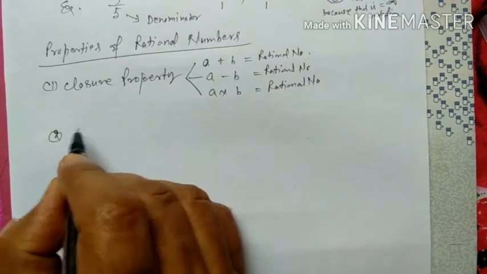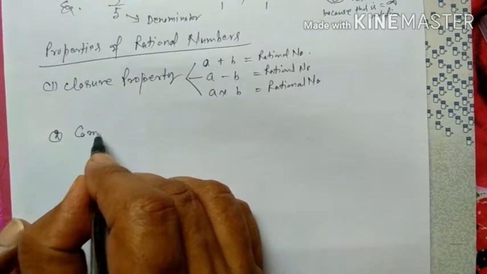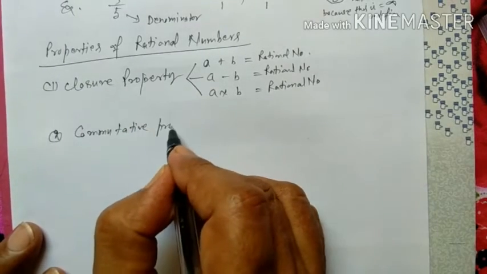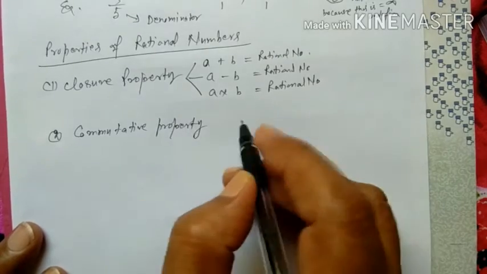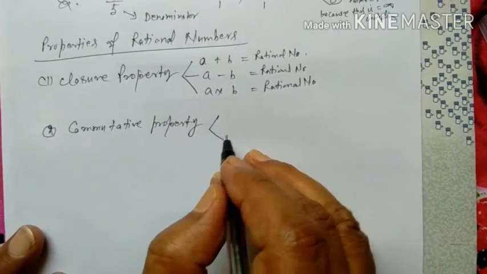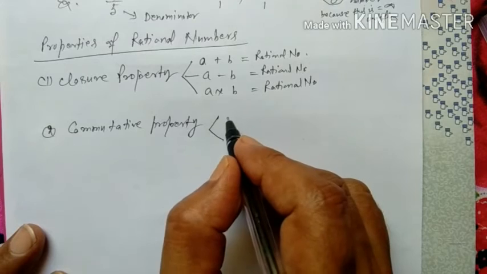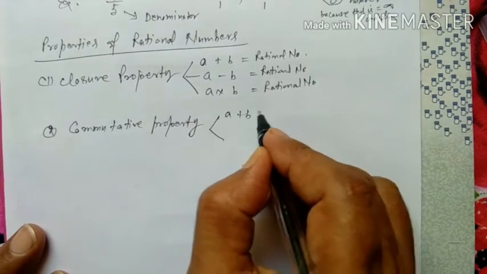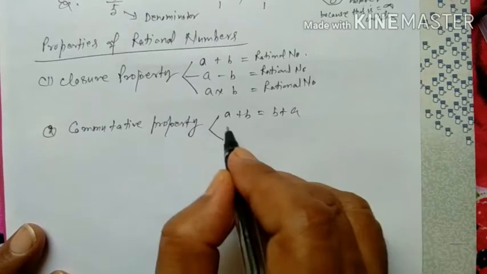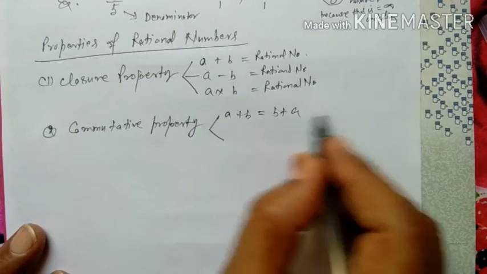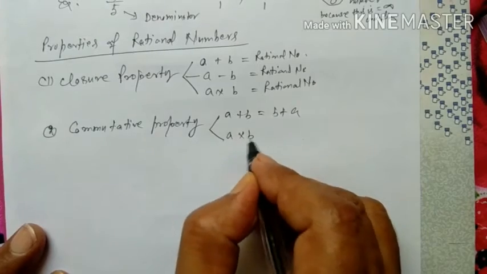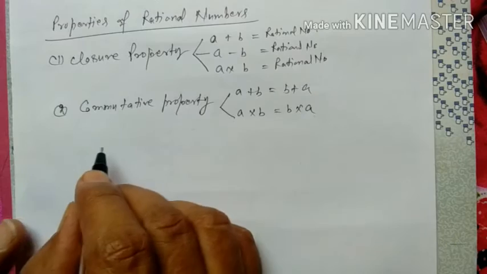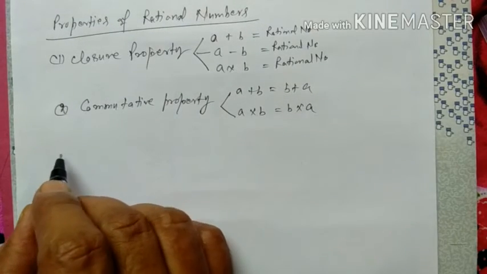The second property is the commutative property. It is satisfied for addition and multiplication. a plus b equals b plus a. You can write a plus b in the form of b plus a, and a into b in the form of b into a. This property is known as the commutative property.